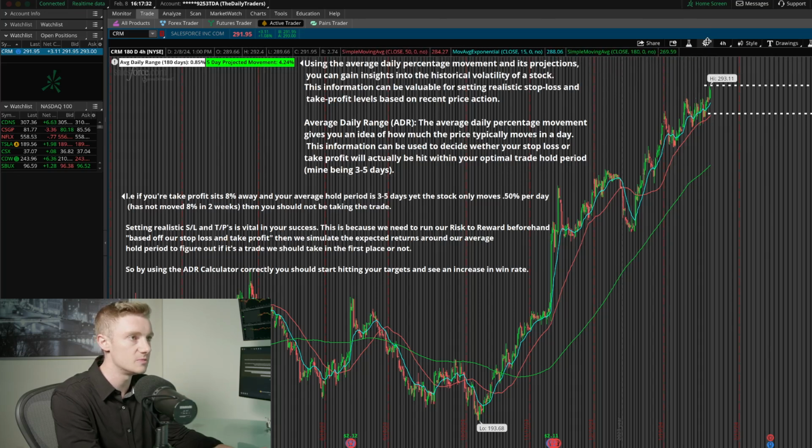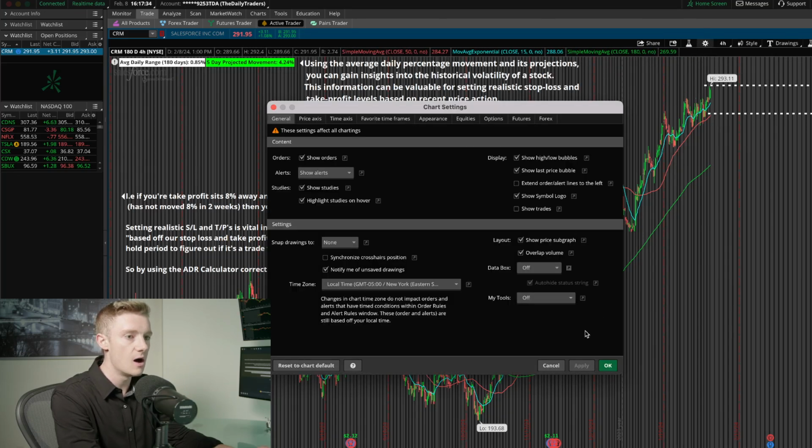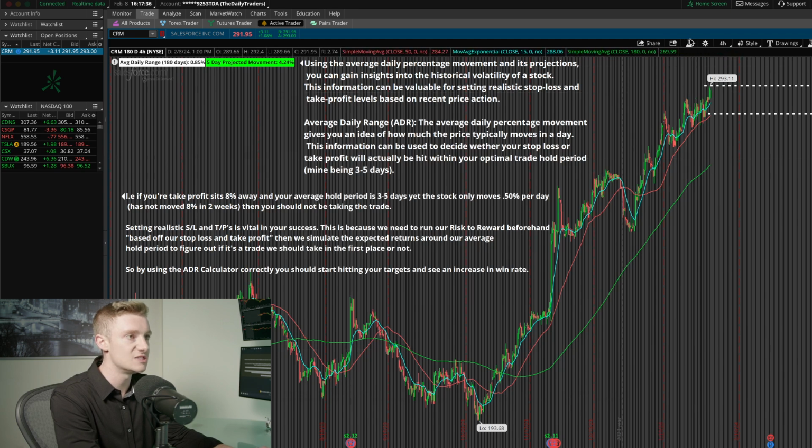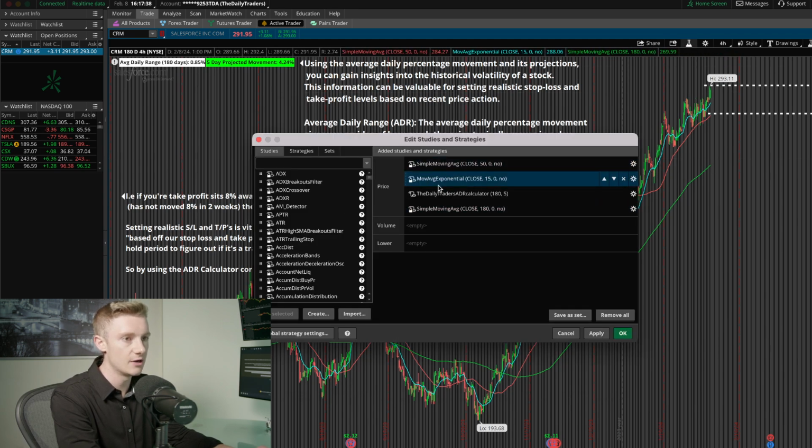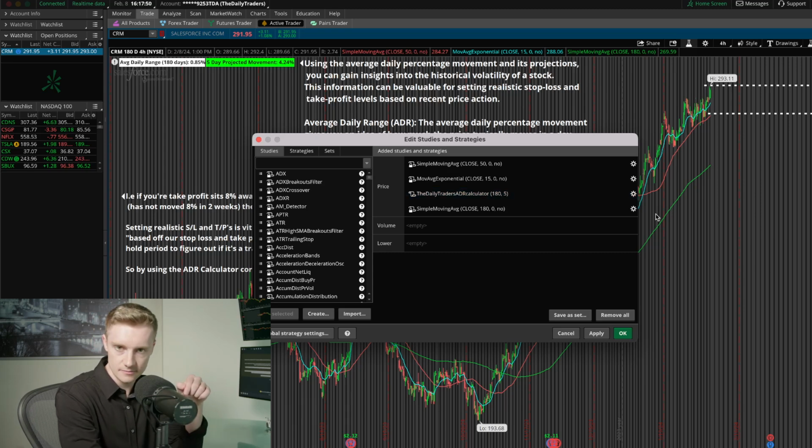All right, like I said, I'm going to give you a couple examples, but I wanted to show you real quick. If you go up to the gear icon, go up to the studies icon, you can see here we've got our studies applied, our SMAs, our EMAs, and the daily traders ADR calculator. Once you've installed the calculator, there'll be a link below this video. All you have to do is click on that link. It'll take you to Thinkorswim's website. You just click import.